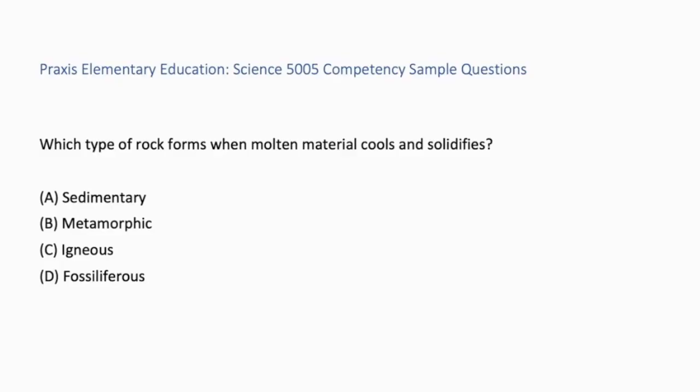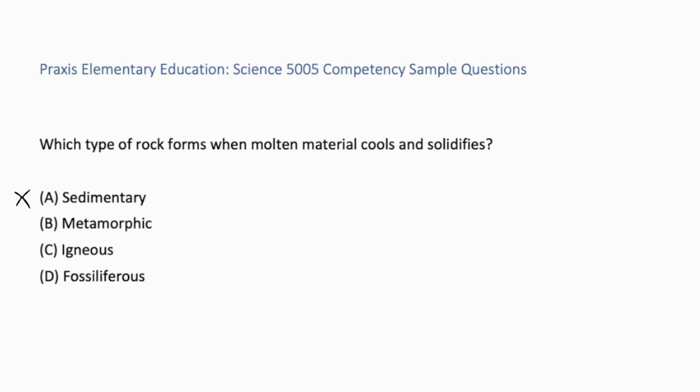Which type of rock forms when molten material cools and solidifies? A. Sedimentary, B. Metamorphic, C. Igneous, or D. Fossiliferous. Let's walk through the process of elimination.